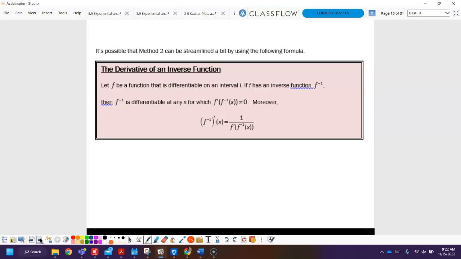So it's possible that method 2 can be streamlined a bit using the following formula. So we have f inverse prime of x equals 1 over f prime of f inverse of x, but f inverse of x is really just like the y value of the original. So again, that is even another way of saying this. It's the composition of f and f inverse of p equals q. So I streamlined it a little bit, the textbook does not.